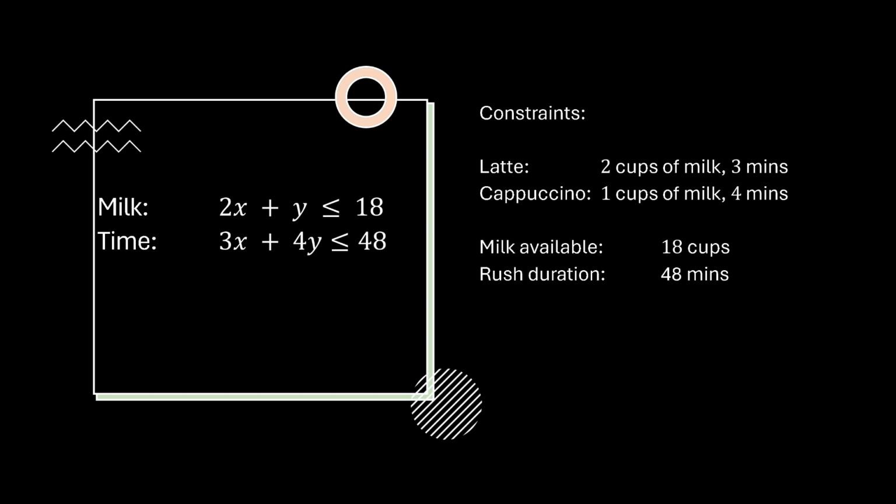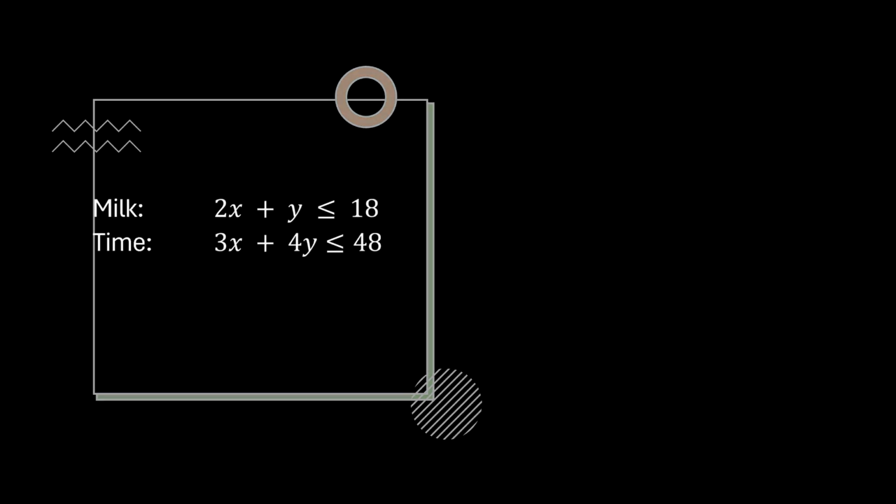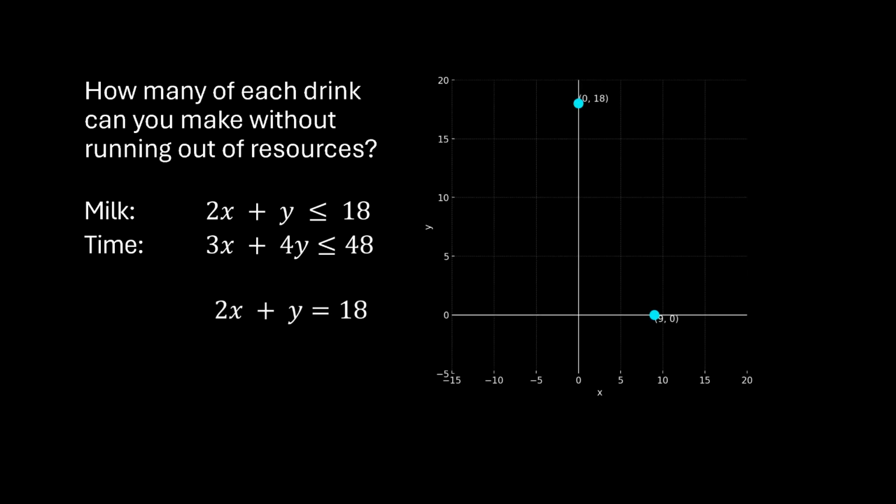Now we go back to our question. How many of each drink can you actually make without running out of these resources? The answer lies on the graph of this system of inequalities. We begin by graphing the milk constraint. We write it as an equation. The intercepts of this line are the points (0, 18) and (9, 0). Draw the line through these points.